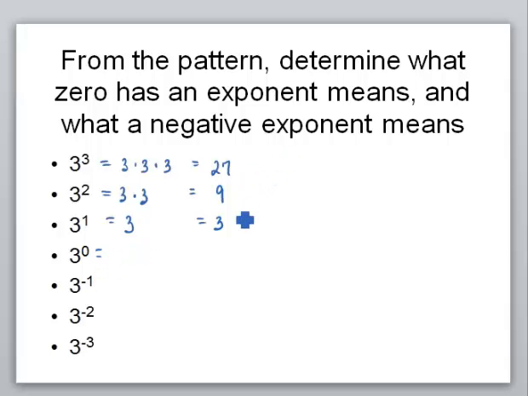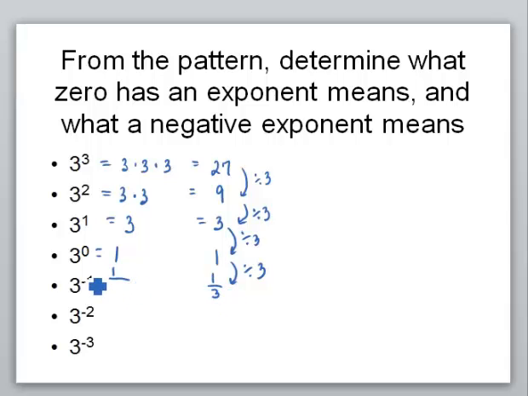Well, look at the pattern here. Really what we're doing is we're dividing by 3 every time. So 27 divided by 3 is 9. 9 divided by 3 is 3. And so if I take this and divide by 3 again, 3 divided by 3 is 1. So that means 3 to the 0 power is 1. Then if you continue this pattern, you divide by 3 again, you end up getting 1 divided by 3, which is a fraction of 1/3.